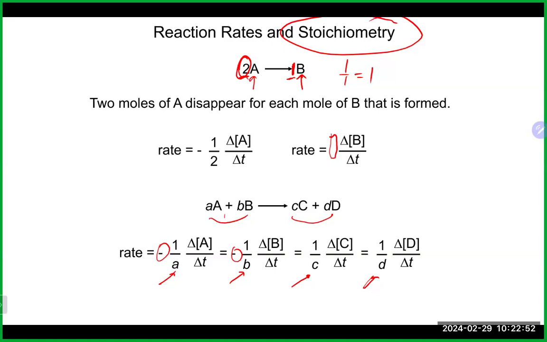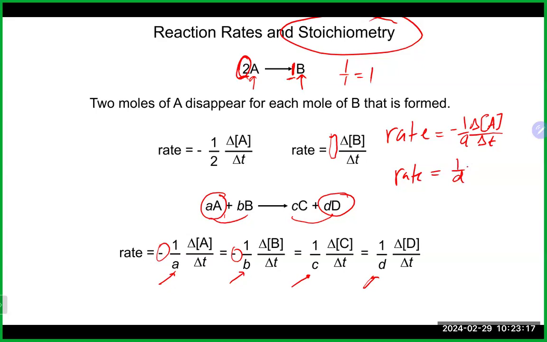You also, for example, if you had information about A and you were just interested in D, you could just pull out those rate expressions and use them separately. So you could say the rate is equal to minus 1 over a, the change in the concentration of A over the change in time. The rate is equal to 1 over d, the change in the concentration of D over the change in time.